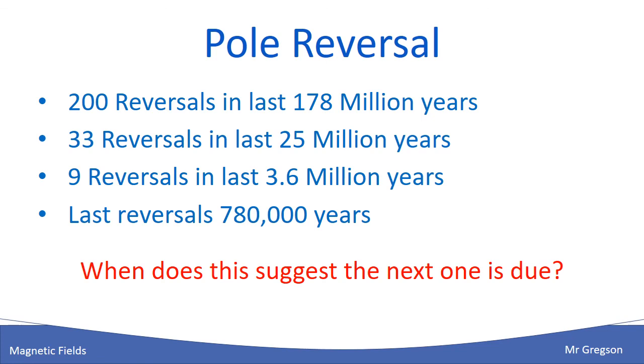700,000 years, probably. Yeah, we'll make it really simple. How about if we said one every million years? Would that be fair? Roughly? It's not quite that. It's slightly more off than that, so it would be closer to what you were suggesting. But if we just said one every million years, and the last one was 780,000 years ago, when's the next one due? Could be any time now.